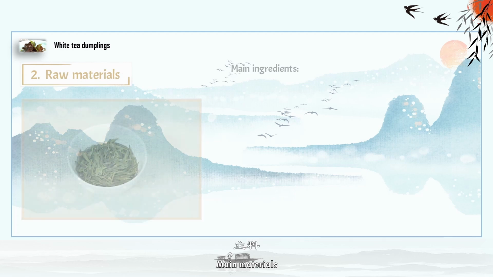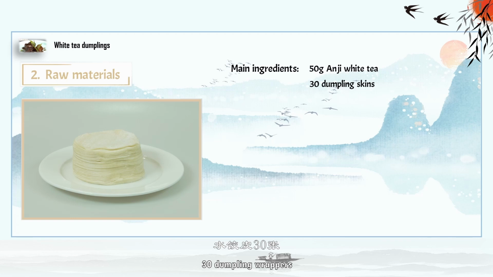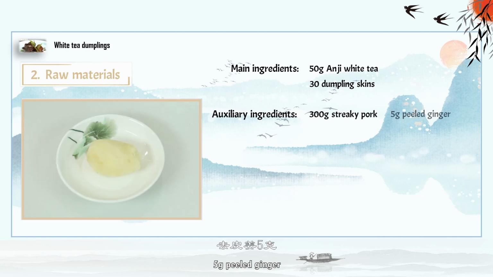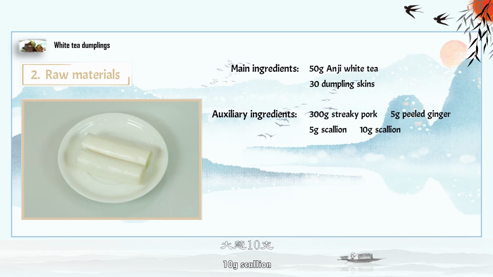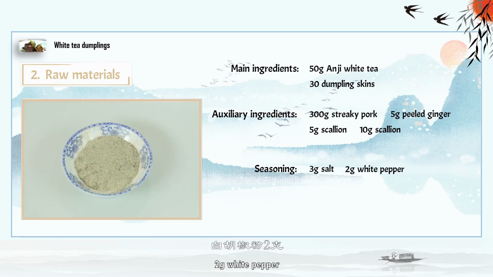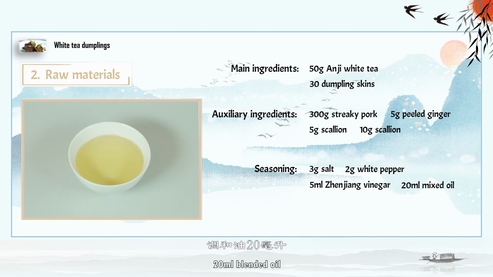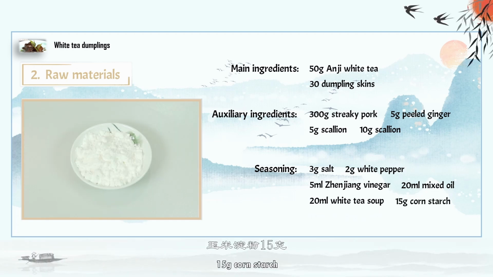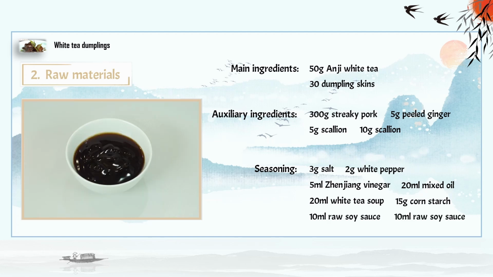Materials. Main materials: 50 grams white tea, 30 dumpling wrappers. Supplementary ingredients: 300 grams streaky pork, 5 grams peeled ginger, 5 grams scallion, 10 grams scallion. Seasoning: 3 grams salt, 2 grams white pepper, 5 ml Zhenjiang vinegar, 20 ml blended oil, 20 ml white tea soup, 15 grams cornstarch, 10 ml thin soy sauce, and 5 ml oyster sauce.